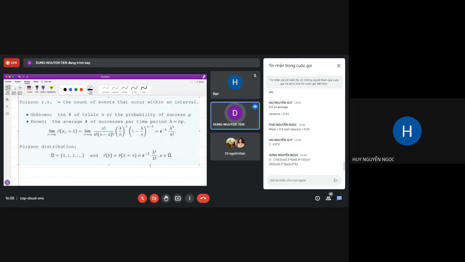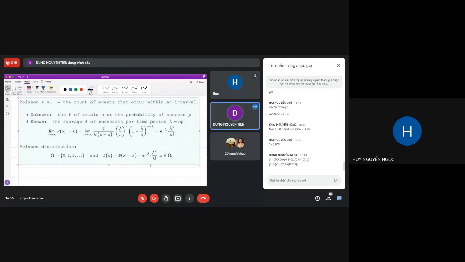So a Poisson random variable is simply the count of events that occur within an interval. You can get a Poisson distribution as a limit of a sequence of binomial distributions. Suppose that Xn follows a binomial distribution with the two parameters n and p such that np equals lambda.